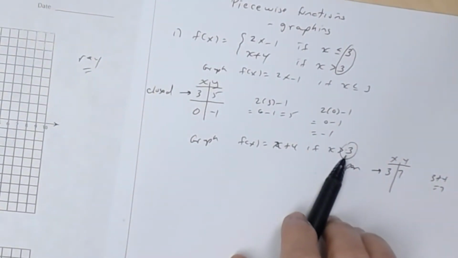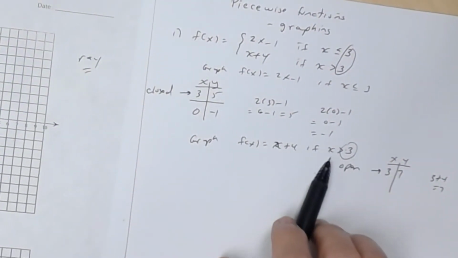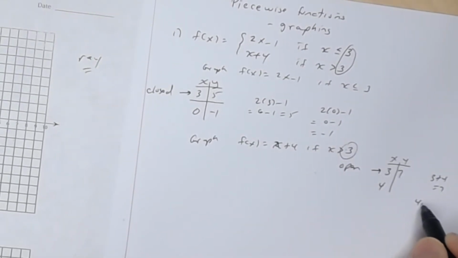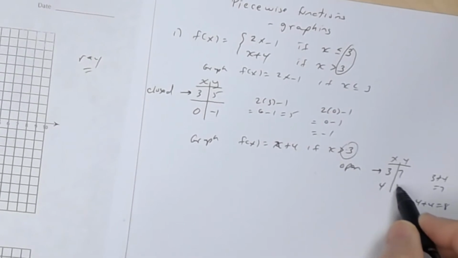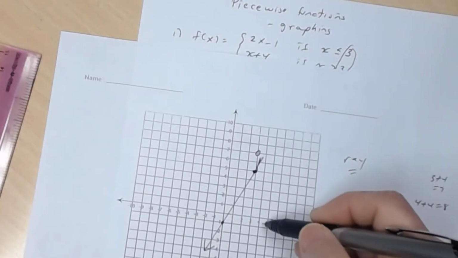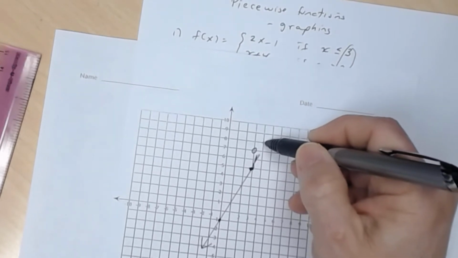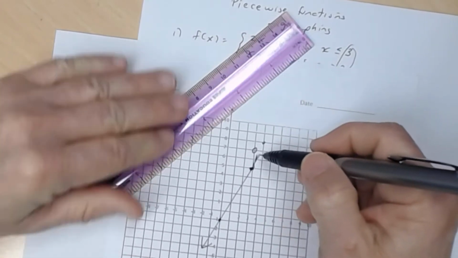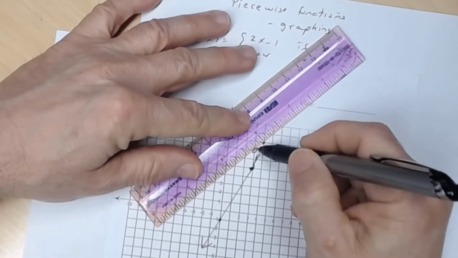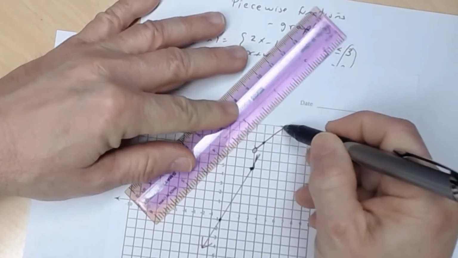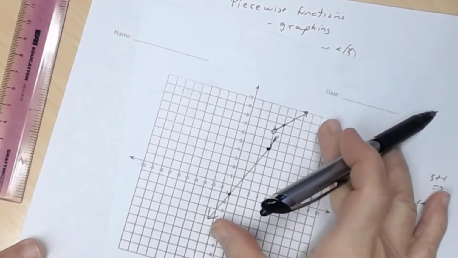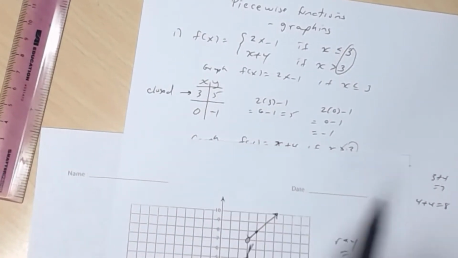Now I've got to use a number that's greater than 3, though. It's got to be in this domain. So let's say 4. If x is 4, I get 4 plus 4, which is 8. So I plot the point 4, 8, which is here. Closed circle. And then all I do is I start here, because I started at 3, and I draw my ray. So notice, that's the graph. This right here is the graph of this piecewise function.